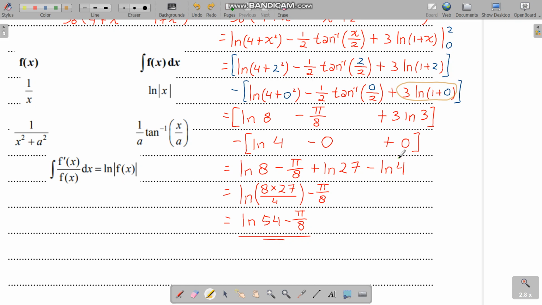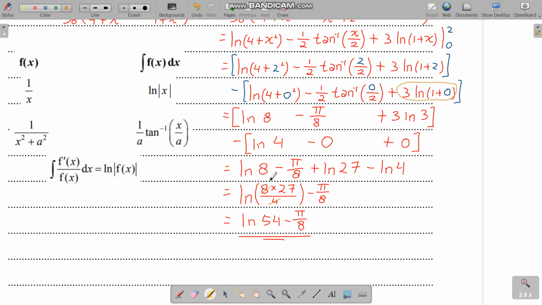So now we combine all the ln. So when combining ln, just use a division line, and then if it's a positive, you put it on top. If it's a negative, you put it below. So we have 8 times 27 divided by 4, because multiplication means addition if you split, or if you combine addition becomes multiplication, and if you combine subtraction, you get division in the argument.